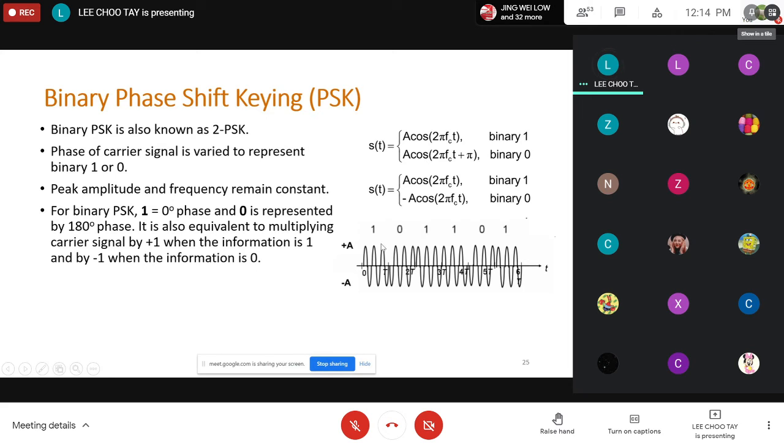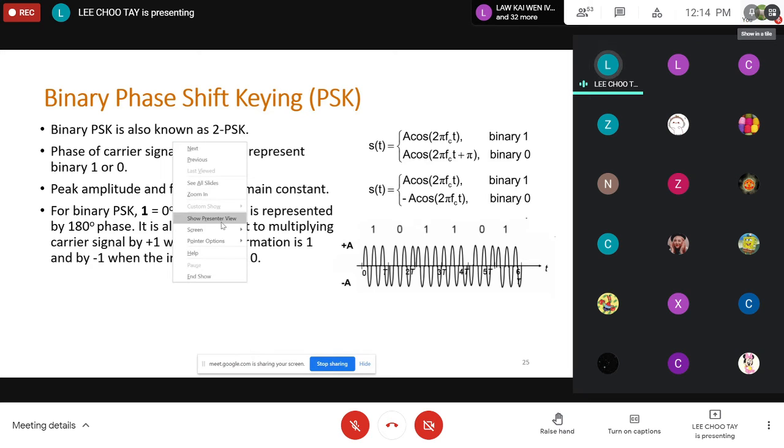All right. So the phase angle is 180 degrees apart, because that is the furthest phase angle you can have between two carrier signals. As far as PSK is concerned, the amplitude stays the same. The frequency also stays the same for these two.